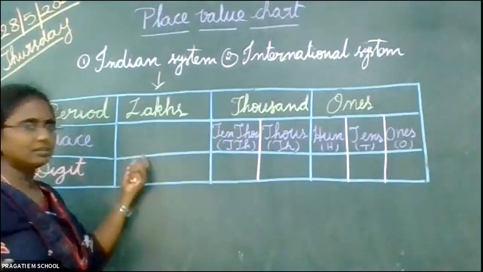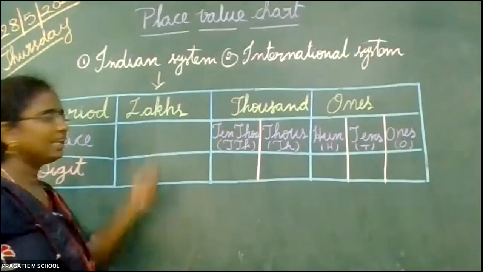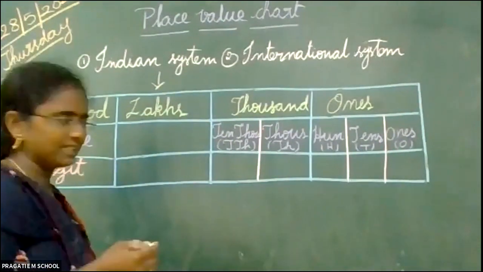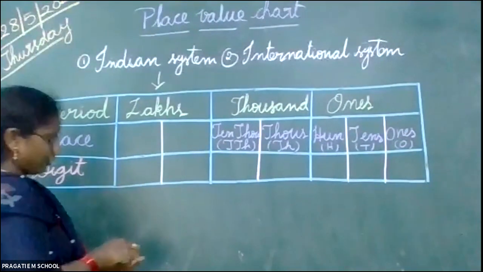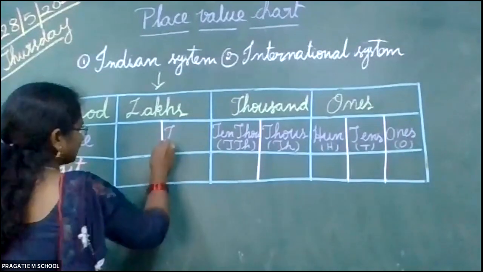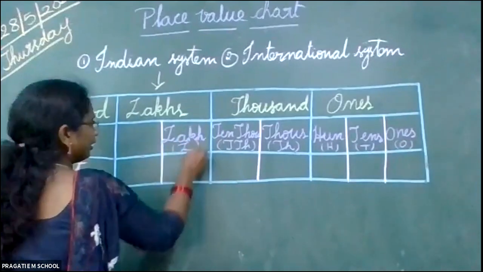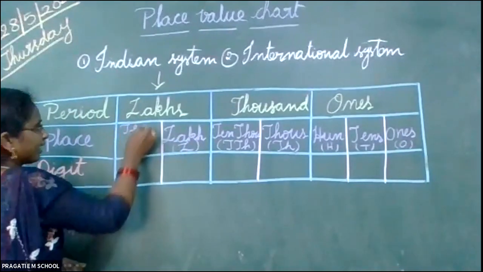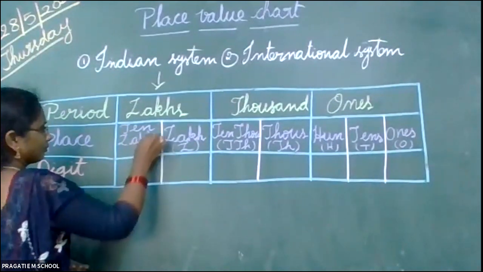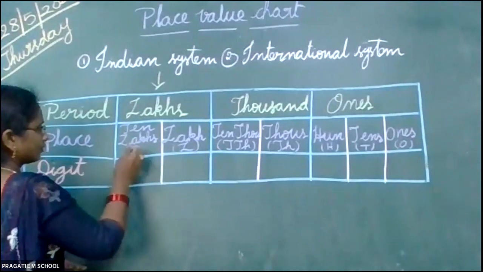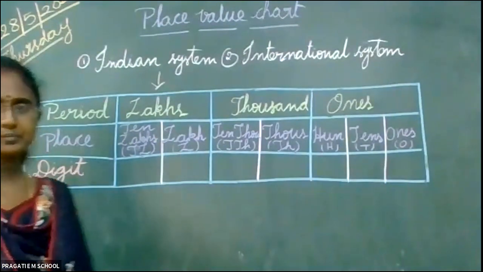Now after thousands, the next place is lakhs. It is also two places. The first one is lakh only, shortcut L. And the next one is 10 lakhs, T L. Okay, children.